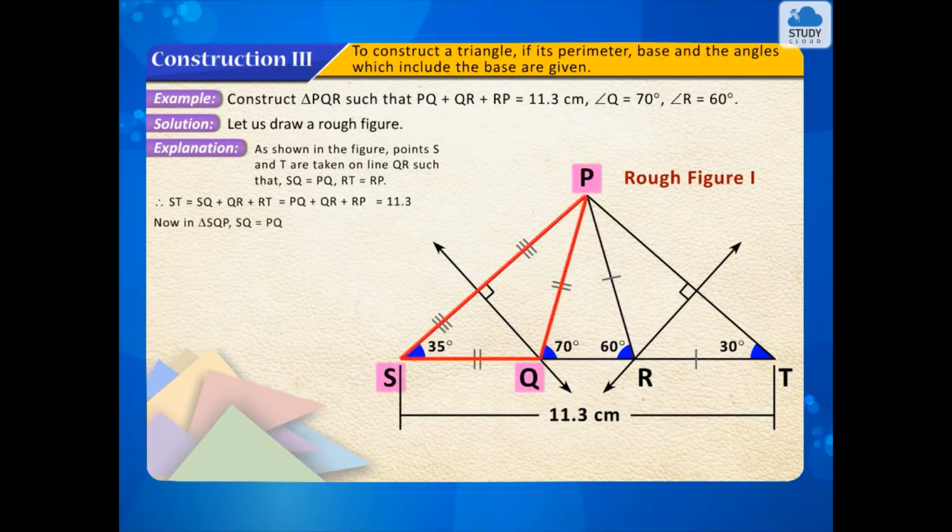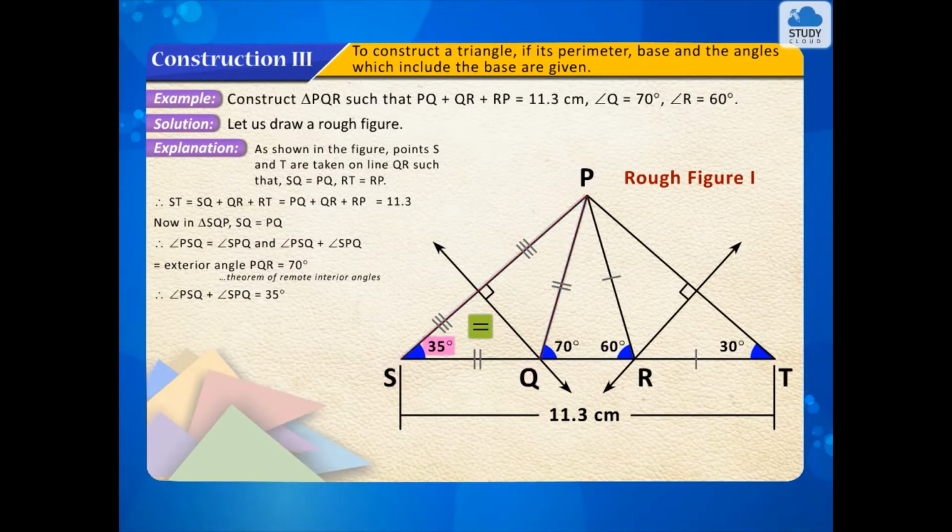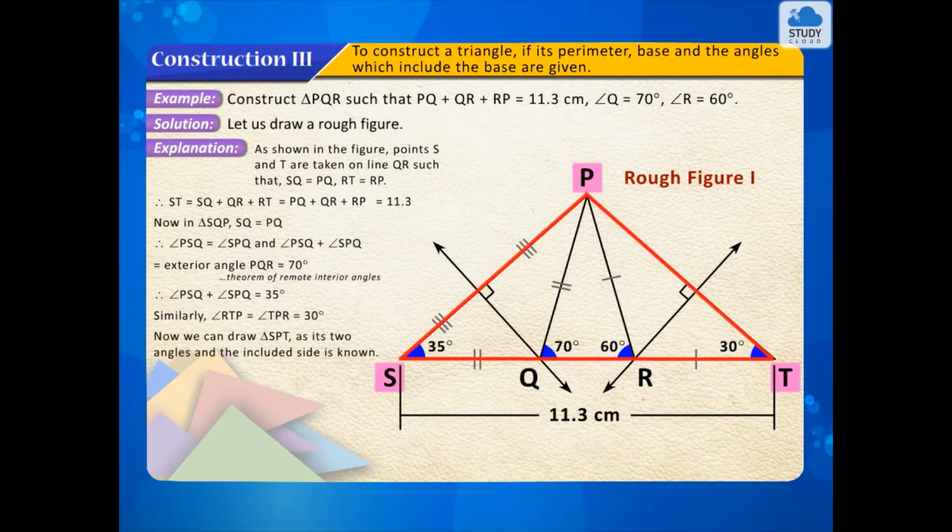Now, in triangle SQP, segment SQ = segment PQ. Therefore, angle PSQ = angle SPQ, and angle PSQ + angle SPQ = exterior angle PQR = 70 degrees. Therefore, angle PSQ = angle SPQ = 35 degrees. Similarly, angle RTP = angle TPR = 30 degrees. Now we can draw triangle SPT as its two angles and the included side is known.